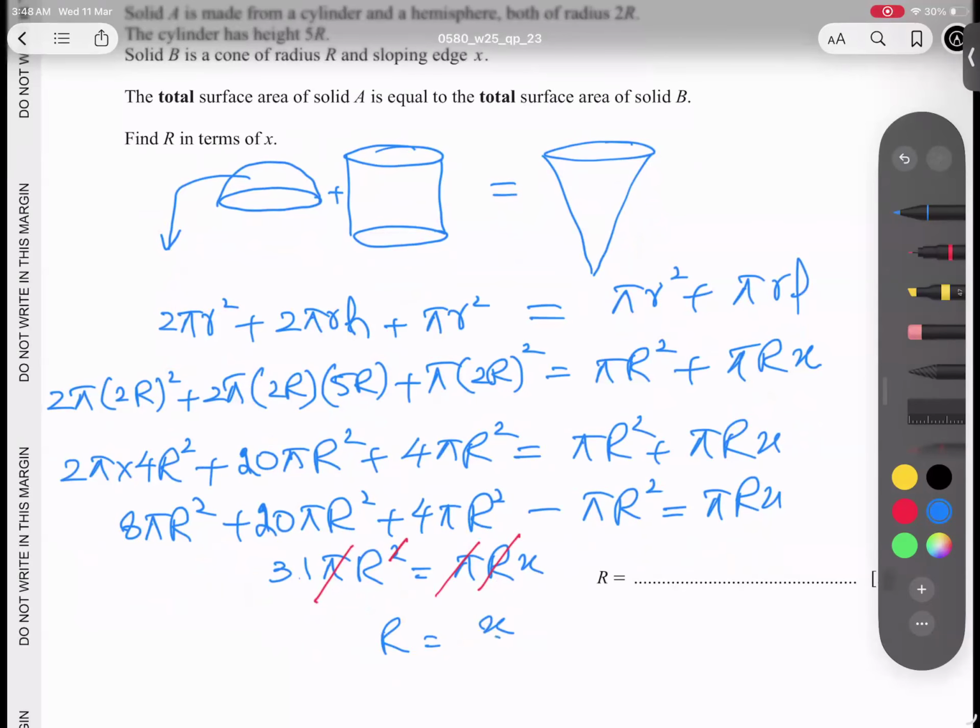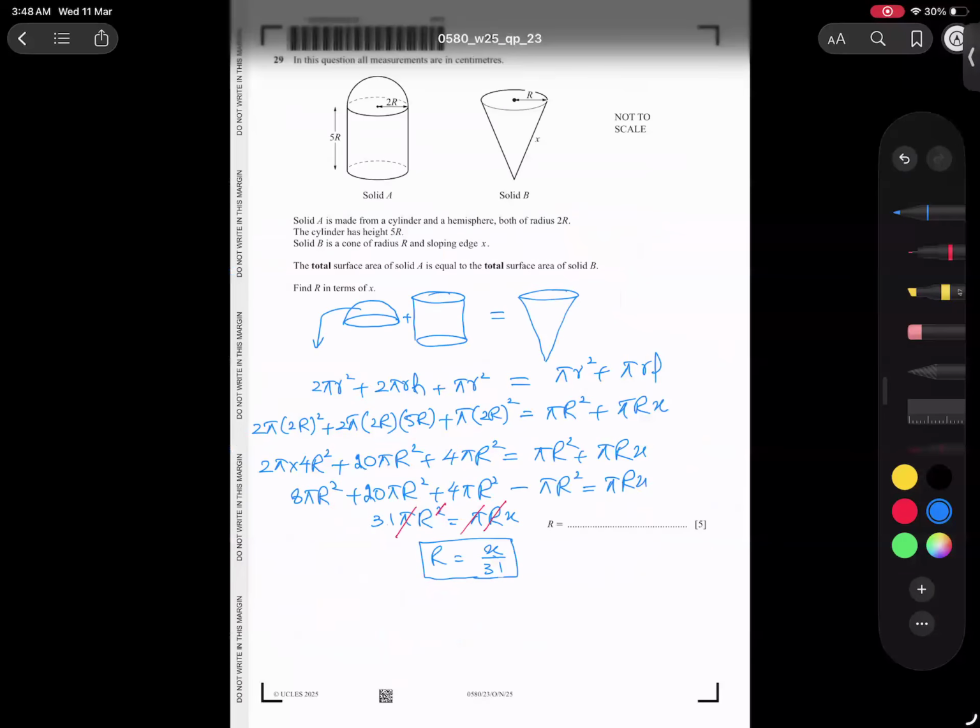31 will go down. Alhamdulillahi Rabbil Alameen, the point is very clear. Let me write again, 31. And let's go for the next.